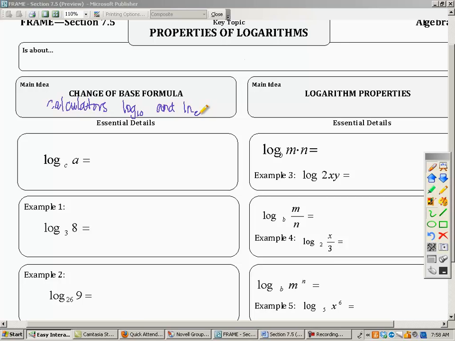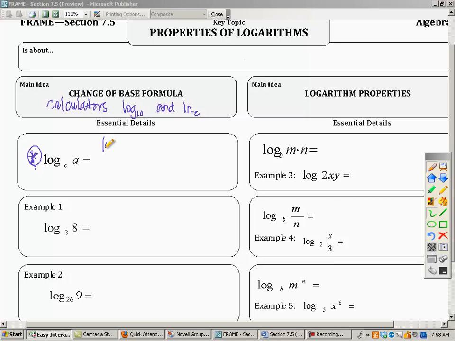Now, if you have a TI-84 Plus, some of those have where you can actually put the base in, but for the majority of us, we don't have that option. And so what we have is this change of base. And this change of base is so important when we're trying to do our logs.